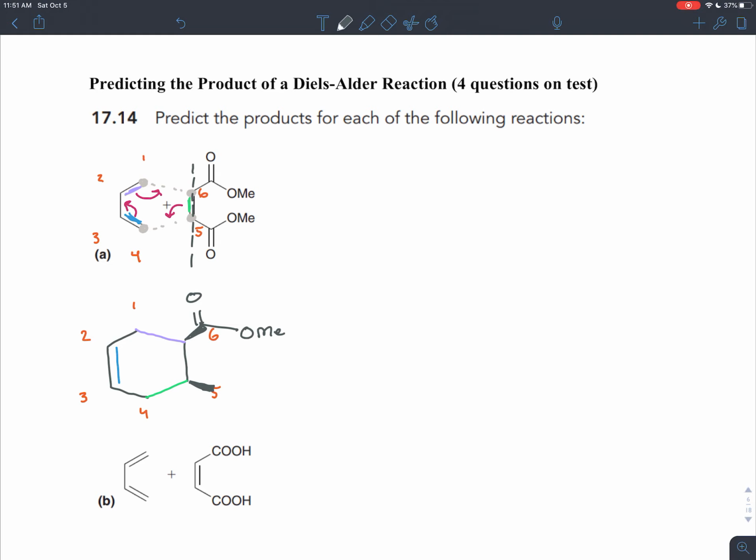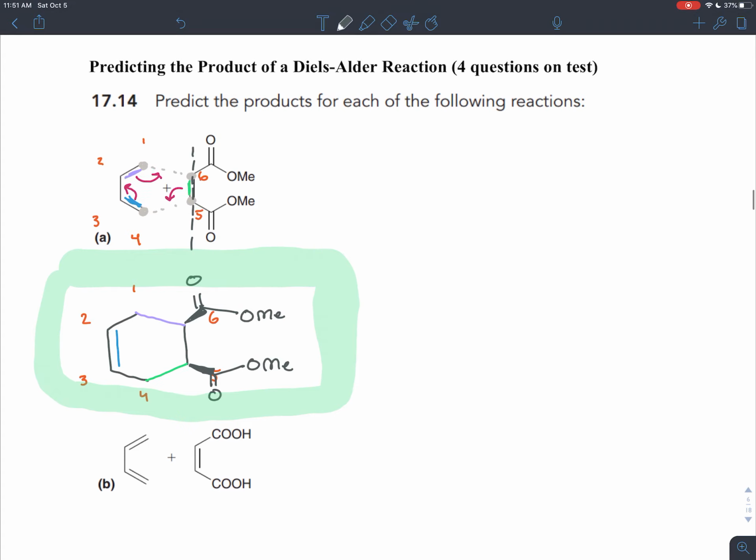And I'm drawing them both coming out at you, so both solid wedges, but they could just as easily both be dashed wedges. And so that would be the product for this Diels-Alder reaction. That's what you'd expect to get when you mix these two reactants together.